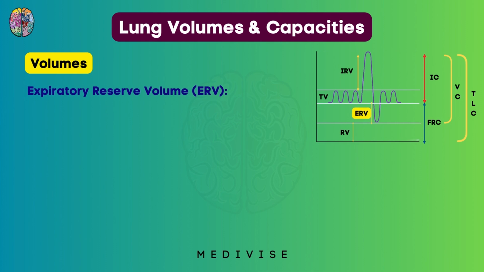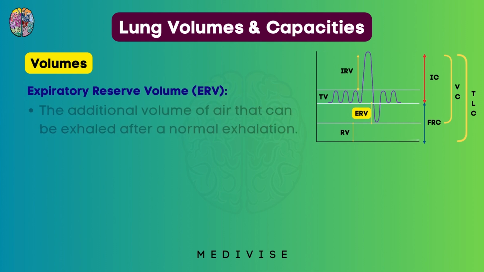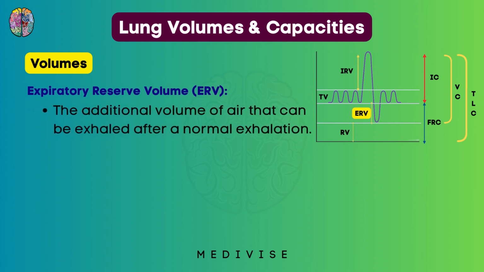Then we have the expiratory reserve volume. This is the additional volume of air that can be exhaled after a normal exhalation. So normally you exhale and then however much you can exhale after that will be known as your expiratory reserve volume. This is about 1200 milliliters.